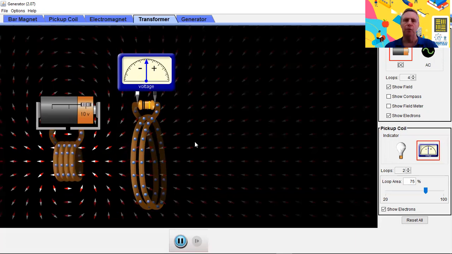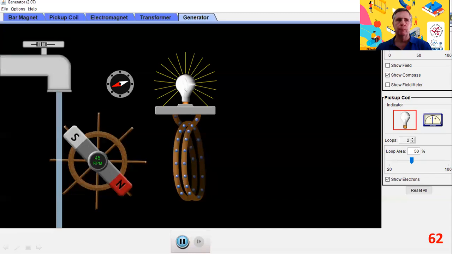Now, transformers are very useful for changing voltage up or down. So your cell phone charger changes the voltage from the mains of 220 volts down to 5 volts for your cell phone. In a car, the coil changes the battery voltage of 12 volts up to 30,000 volts in order to make a spark in the spark plugs. So I hope that was helpful in helping you to understand just how generators convert mechanical energy into electrical energy.